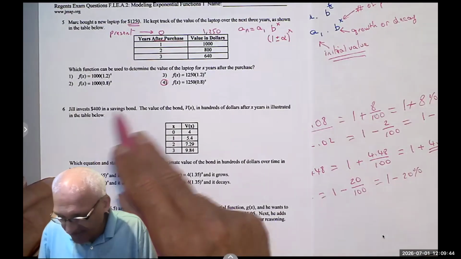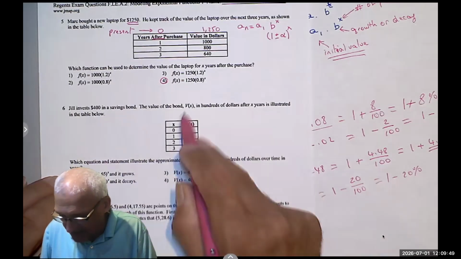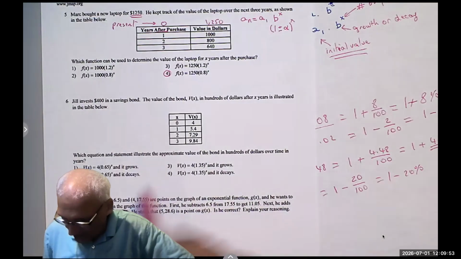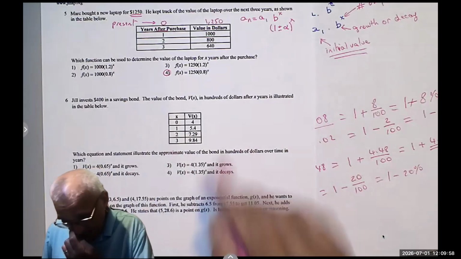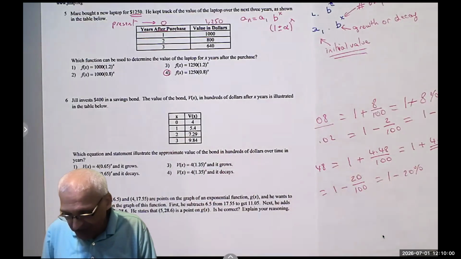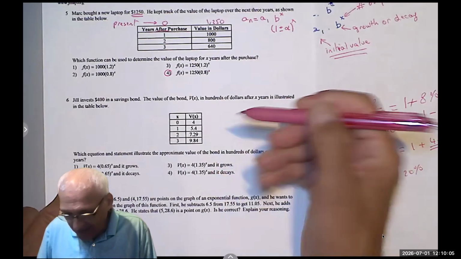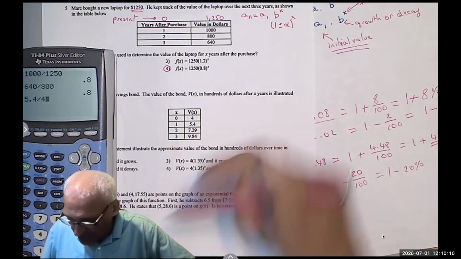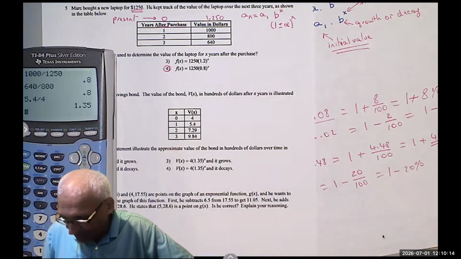Okay, Jill invests 400 in a savings bond. The value of the bond in hundreds of dollars after X years is illustrated here. So now they gave me the original value. Okay, so I know, and all of them start with 4, so all of them I can decide. Now, this is appreciation, so it couldn't be 1 or 2 because the values are increasing. What I need to do is to divide 5.4 by 4, year 1 by year 0, I get 1.35.